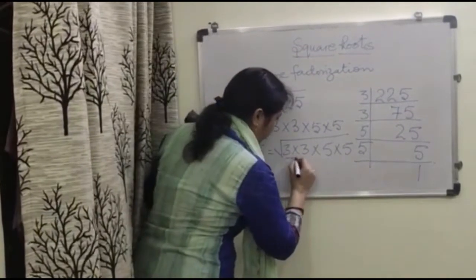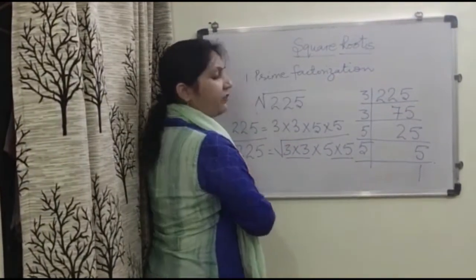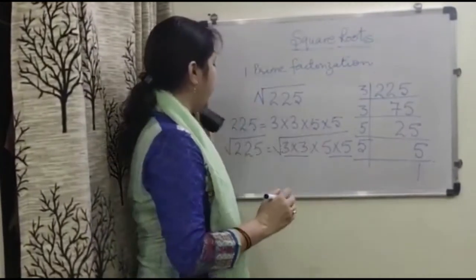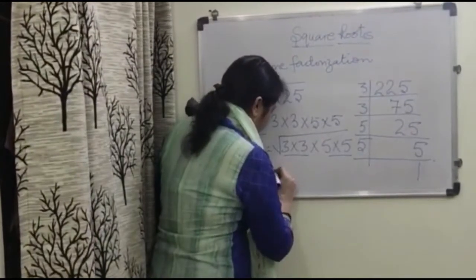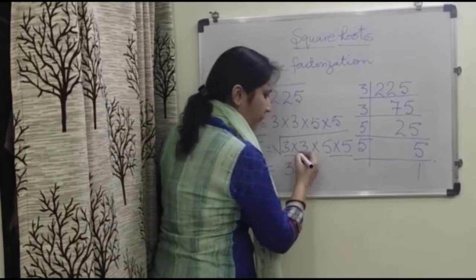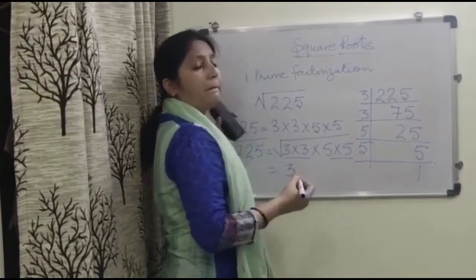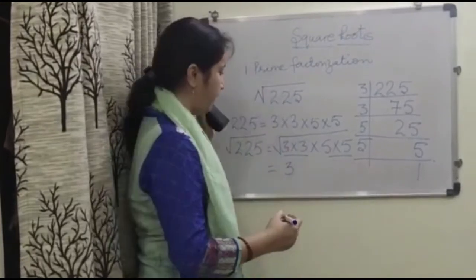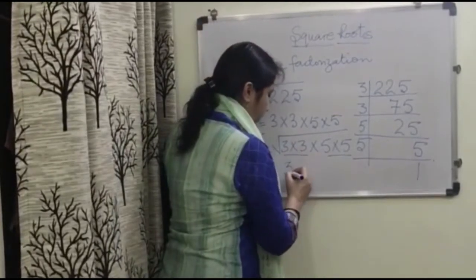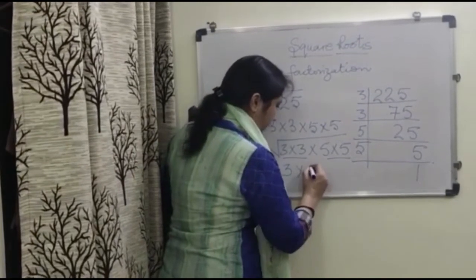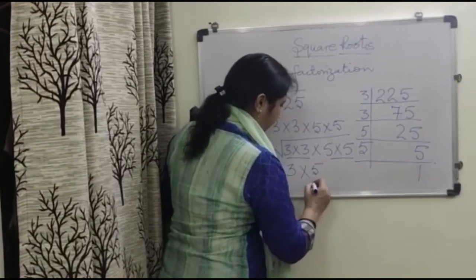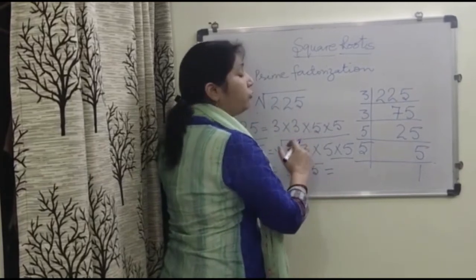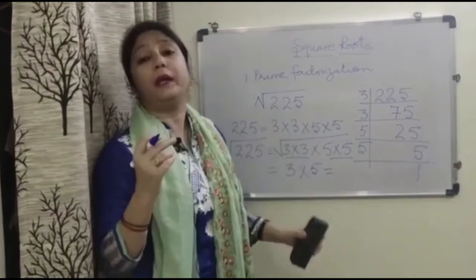Now make pairs of like factors. Left side we keep as it is with root sign. Right side, here we have made the pairs of like factors. From each pair we will take out one factor. So from the pair of 3 I have taken 1 factor, and from the pair of 5 I have taken 1 factor. And this leads to the cancellation of a square root sign.